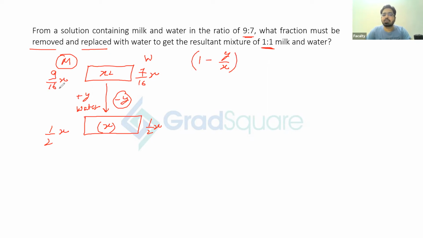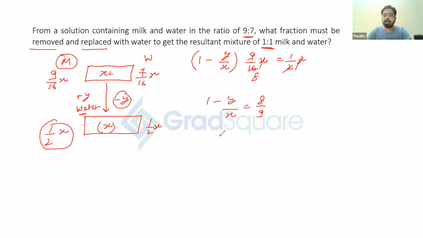Remember, Y by X of 9/16 X was removed. So the leftover quantity will be what? 1 minus Y by X of 9/16 of X. This should be the quantity of milk in the final mixture, because addition of water is not going to change the quantity of milk. What is the quantity of milk in the final mixture? Half of X. So I can simply put that value of half of X over here. X will get cancelled out. This will get me 8. So 1 minus Y by X is going to be equal to 8/9.